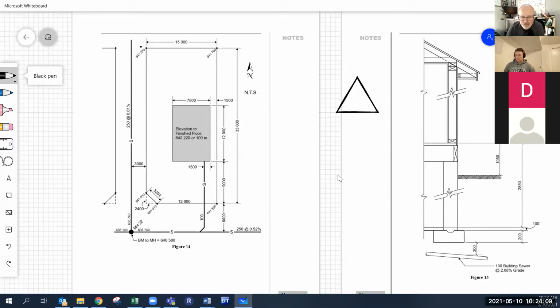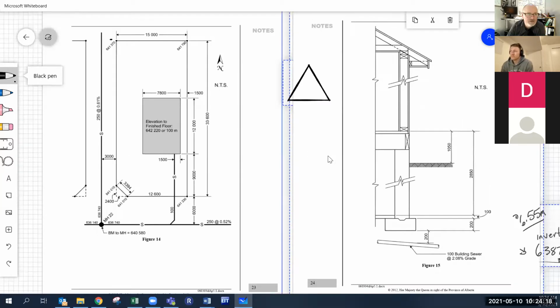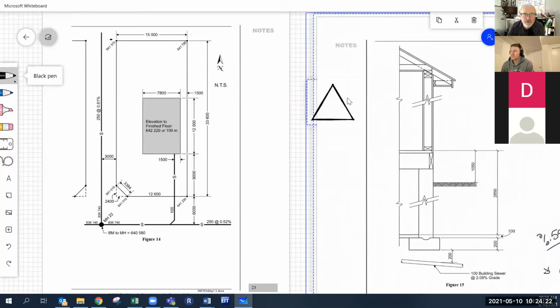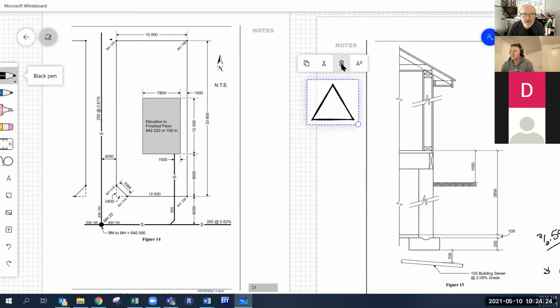The next question says, let me just move this over a little bit. Come on. Wow, my computer is not working very well today, but that's just me.